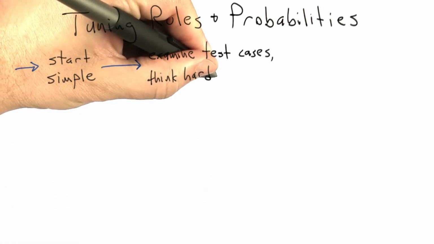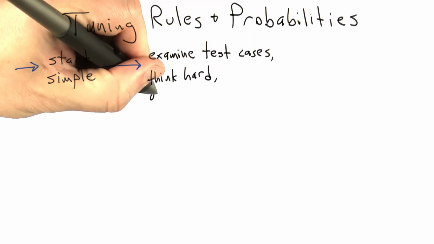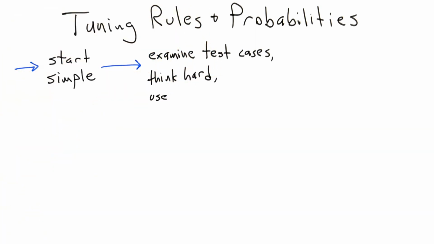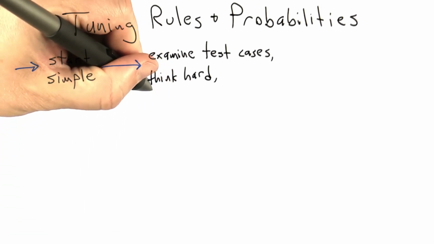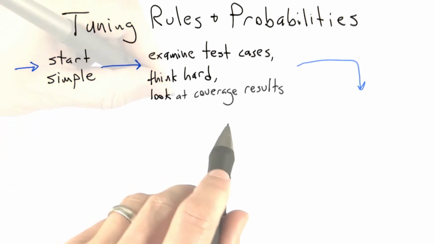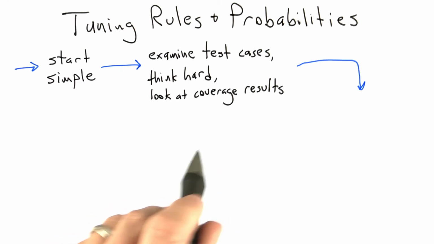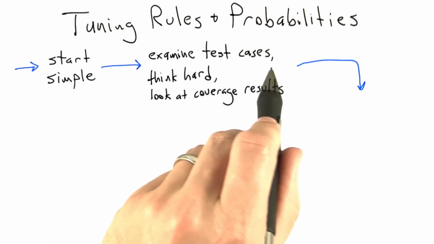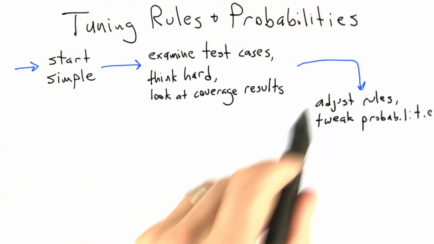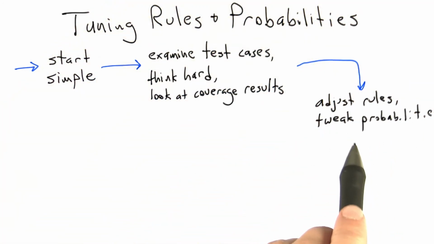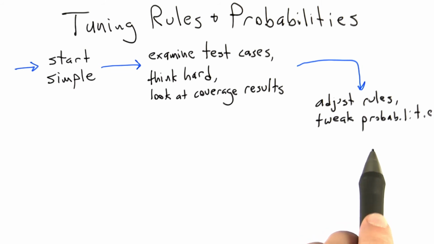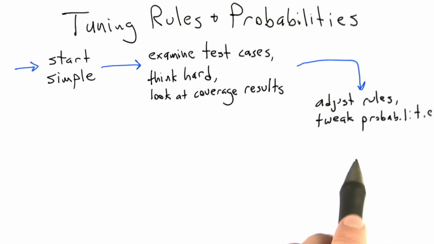You should definitely look at the effect that the random test cases have on code coverage. Often this is extremely revealing because, as we've seen, it's really easy to write a random test case generator that gets very shallow coverage of the software under test. The next step: use what you've learned to adjust the rules that are in effect for generating random test cases and to tweak the probabilities. And if that sounds very vague at this point, then that's good, because it is very vague. What I'm going to do in a little bit is go into some specific examples.